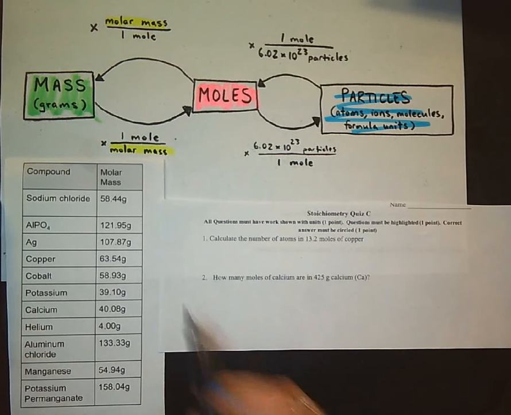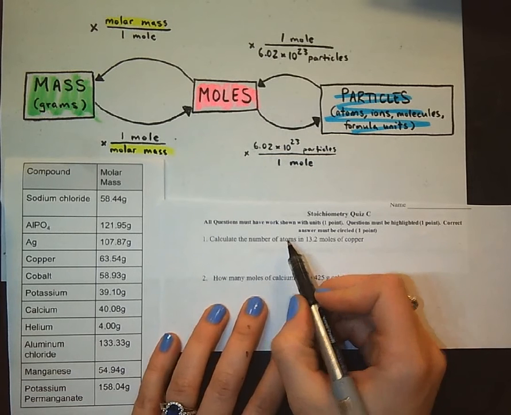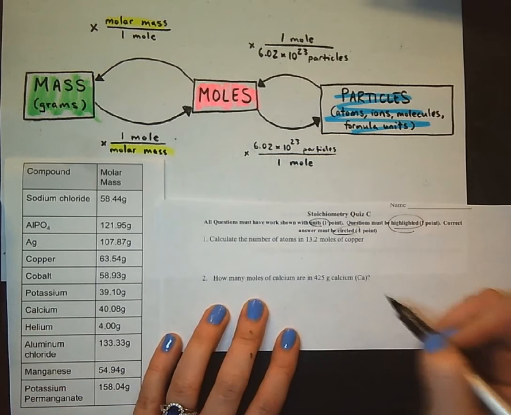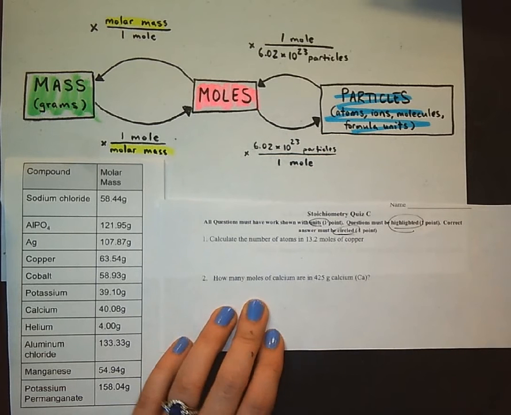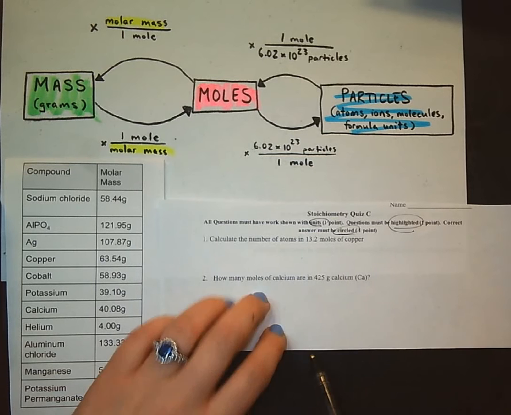All right, number 1. Everything that you had to do for each problem was make sure you had your units, you highlighted correctly, and then you circled your final answer. Okay, and then obviously you needed the correct final answer. So just make sure that you're doing all those things. I'll make sure that I'm doing them as I'm going over each of these problems.